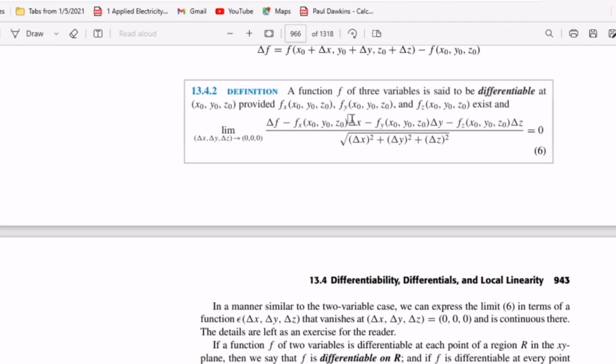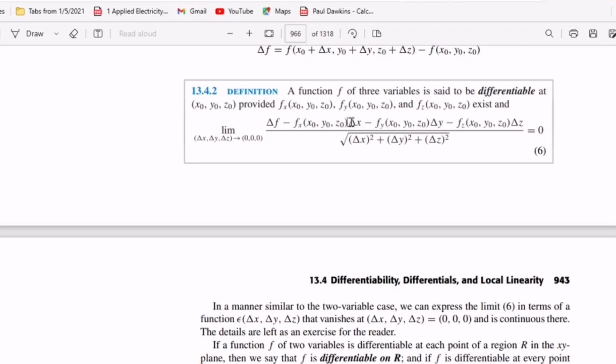The change in x, let me explain. The change in x is just x minus x naught. Change in y is y minus y naught. It is like finding the changes, like the slope. In this case, you are finding it along only the x-axis. That will be x minus x naught, right?